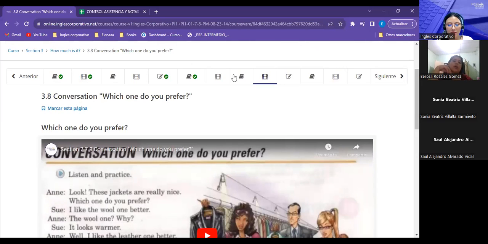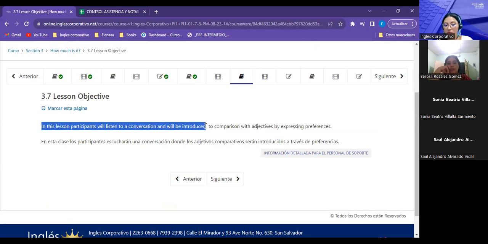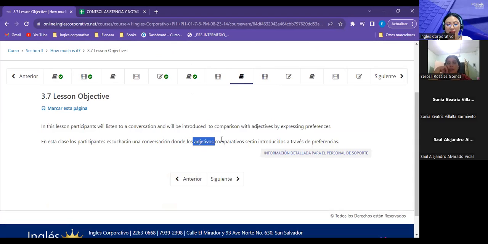If you see the objective in this lesson, participants will listen to a conversation and will be introduced to comparison with adjectives by expressing preferences. Vamos a estar usando, si se fijan, adjetivos comparativos. Ya usamos adjetivos que demuestran, demonstrative adjectives. This, that, these and those.